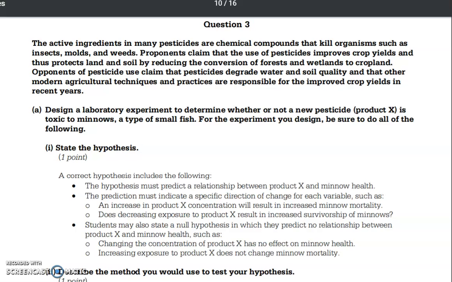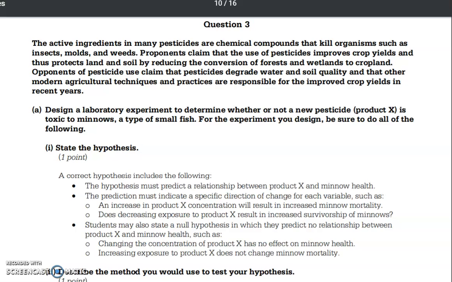We can't just say product X will kill minnows. It's not enough. An increase in product X concentration will result in increased minnow mortality. So it's showing an increase in X will cause an increase in minnow death. So you're sort of talking about the direction of change of both variables. Keep that in mind. You're going to have two variables on your test, so you're going to want to show the direction of change. Or, does decreasing exposure to product X result in increased survivorship of minnows? Less product X, more survivorship of minnows.